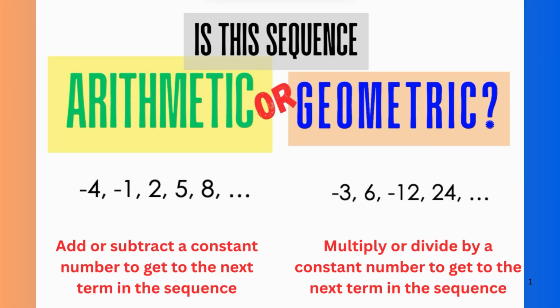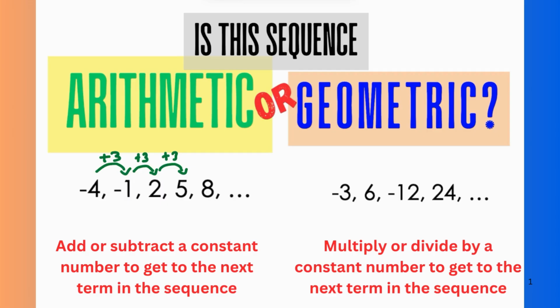So let's look at the sequence on the left, which is an arithmetic sequence. And what we'll notice is that we have to add the same number to get us to that next term. So if I add -4 plus 3, that'll get me to the second term, which is -1. Now if I add -1 plus 3, that'll get me to the third term, which is 2. 2 plus 3 will get me to 5, and so on.